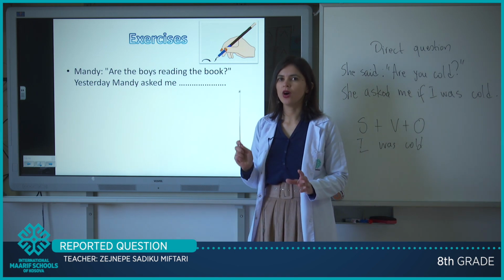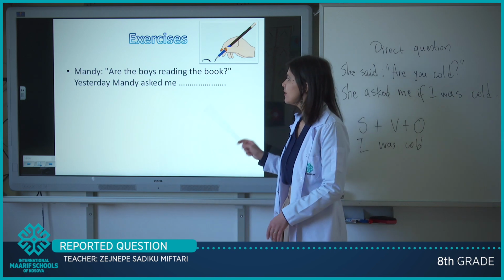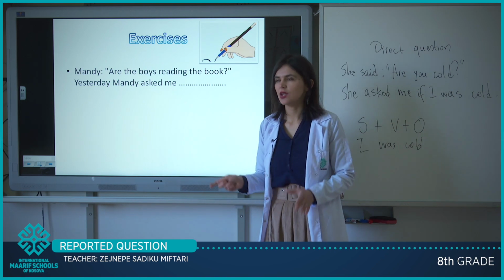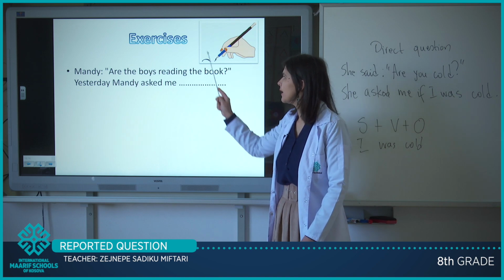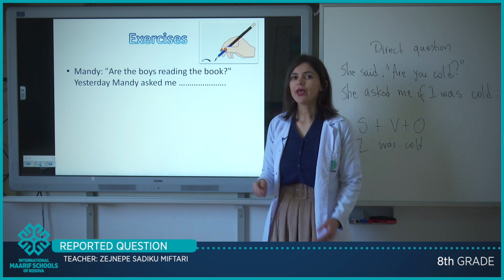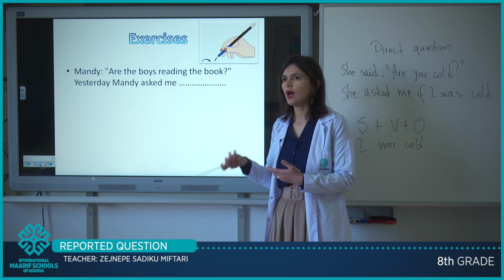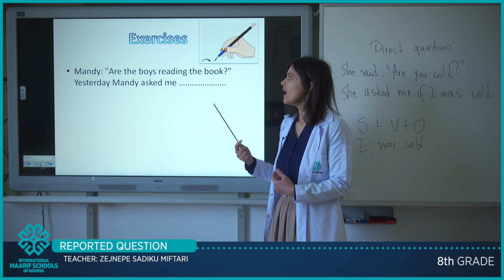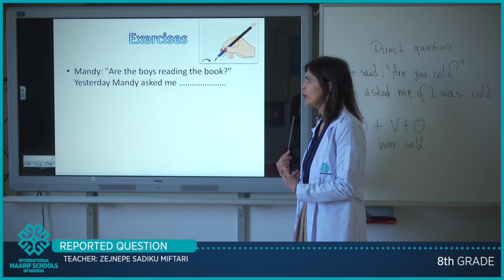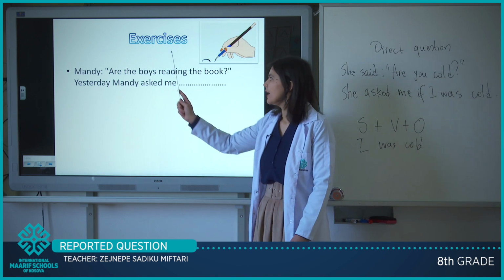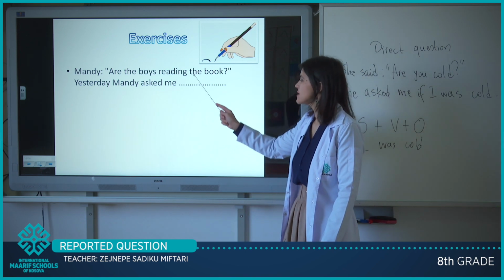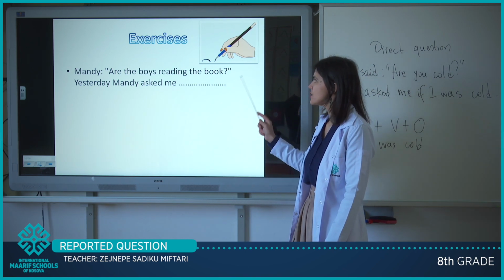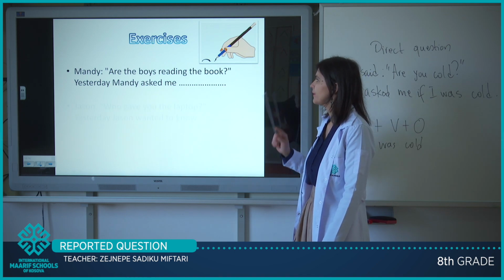So we have to focus on the main verb. The verb is in the present continuous. "Are the boys reading the book?" How can we report it when we want to tell someone that Mandy is asking, "Are the boys reading the book?" And we have to say, "Yesterday Mandy asked me if the boys were reading the book."